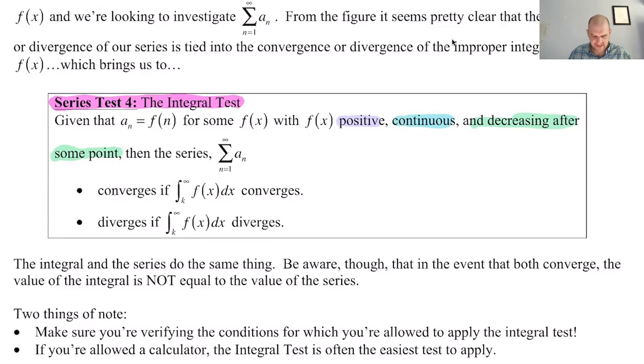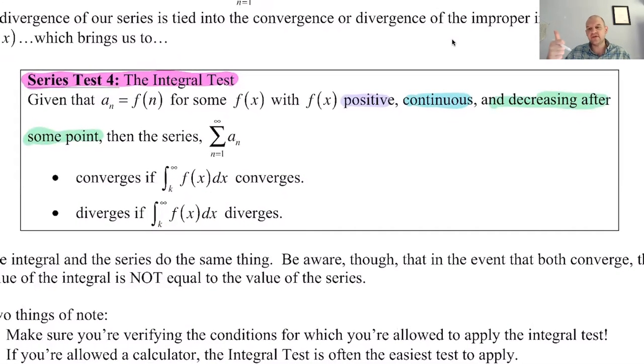So basically what this says is that if f of x is positive, continuous, decreasing after some point, then the series does the same thing as the integral. So either your series will converge if your integral converges, and your series will diverge if the integral diverges. So it all just comes down to, well, a lot. It doesn't just come down to anything. You have to show that well, usually you just state that the function is positive and continuous.